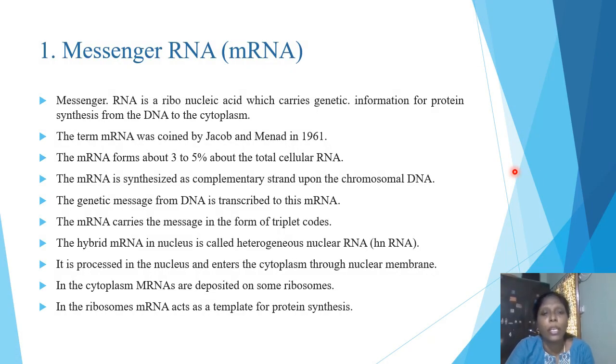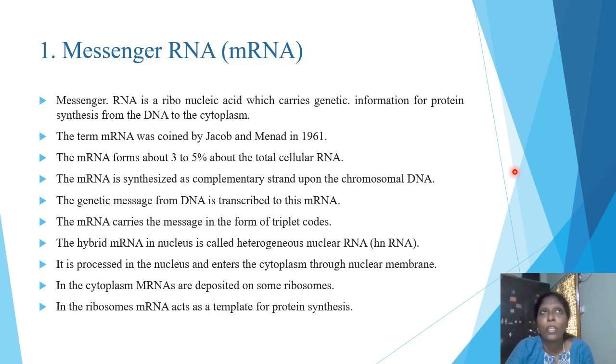So now we are going to see about the messenger RNA. The messenger RNA is a ribonucleic acid which carries genetic information for protein synthesis from the DNA to the cytoplasm. The term mRNA was coined by Jacob and Monod in 1961. The mRNA forms about 3 to 5% of the total cellular RNA. The mRNA is synthesized as a complementary strand upon the chromosomal DNA. The genetic message from DNA is transcribed to this mRNA.